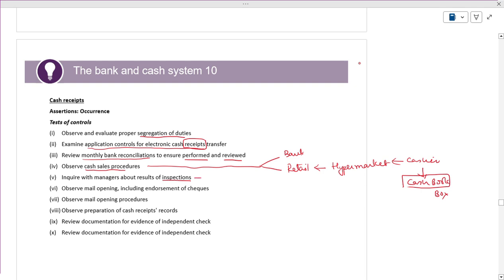Inquire with managers about the results of inspection, that is, whether everything is moving smoothly, or whether there are any changes or improvements needed.